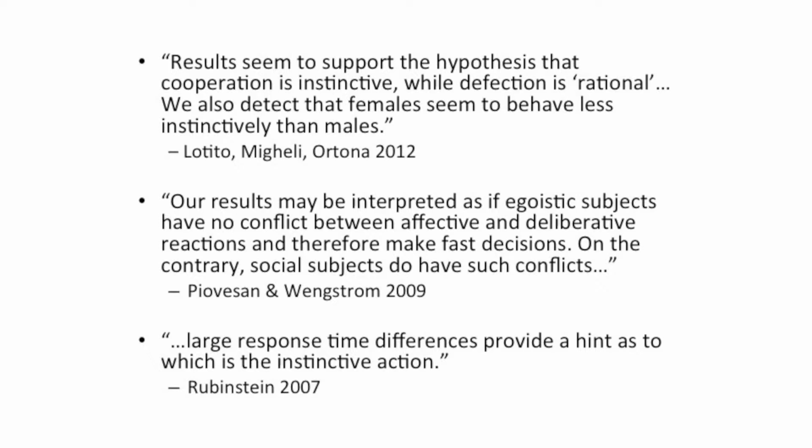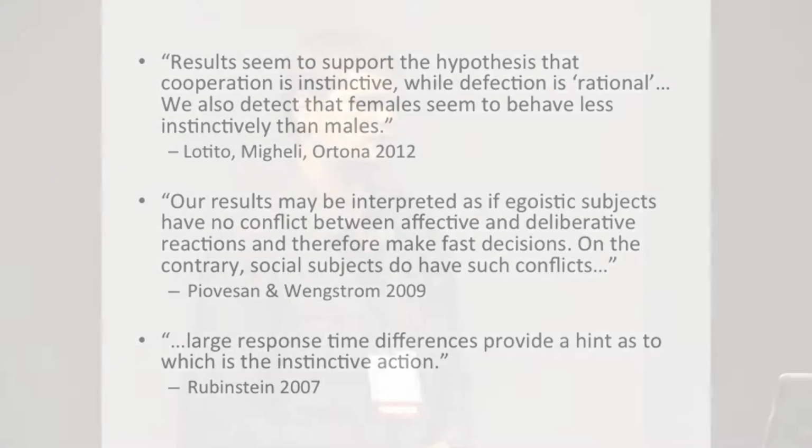Piovazan and Wengstrom looked at dictator games, so they find sort of the opposite. Based on their dictator games, they find that the selfish guys are faster. So they say, our results may be interpreted as if egoistic subjects have no conflict between effective and deliberative reactions, and therefore make fast decisions. On the contrary, social subjects do have such conflicts. So they're going the other direction.